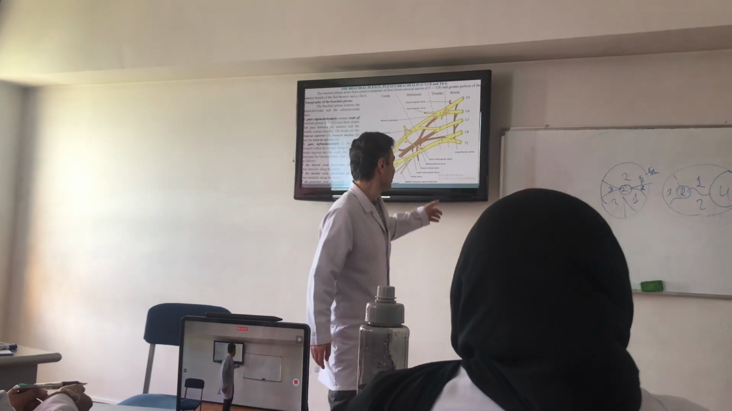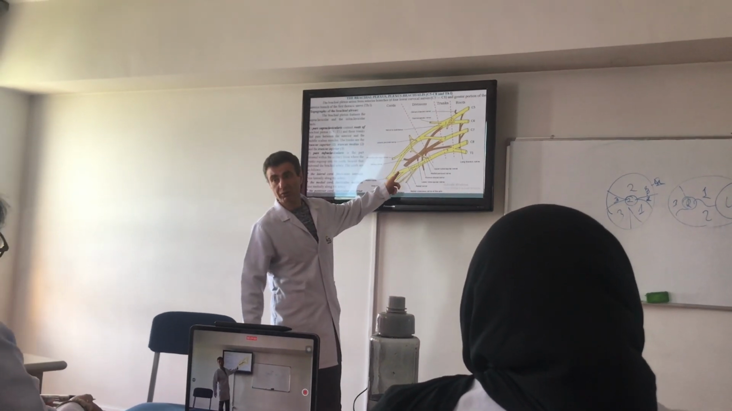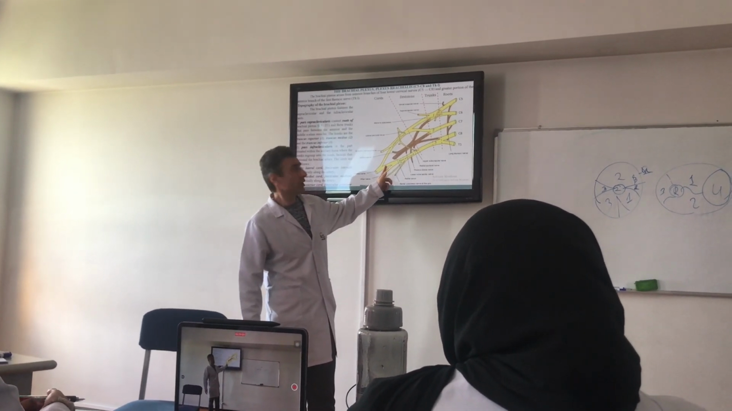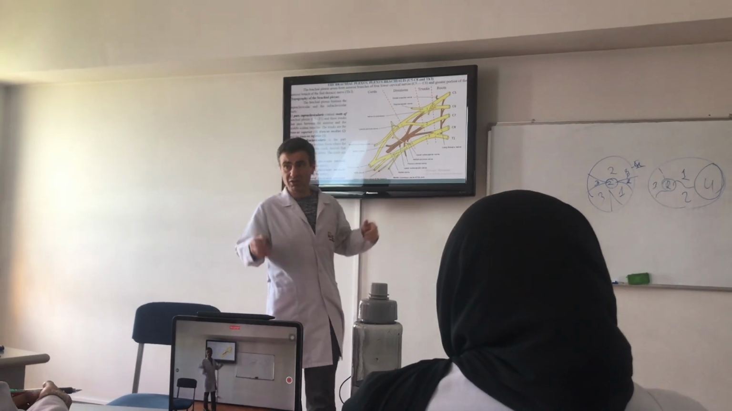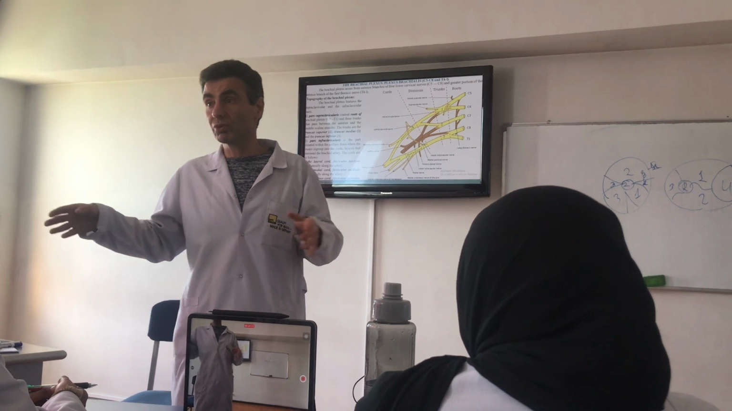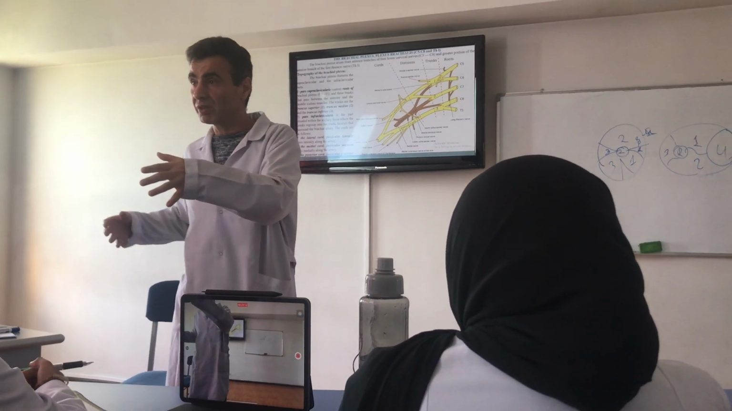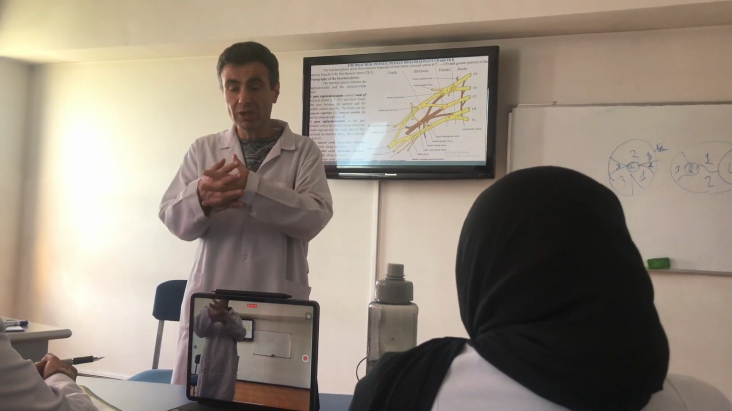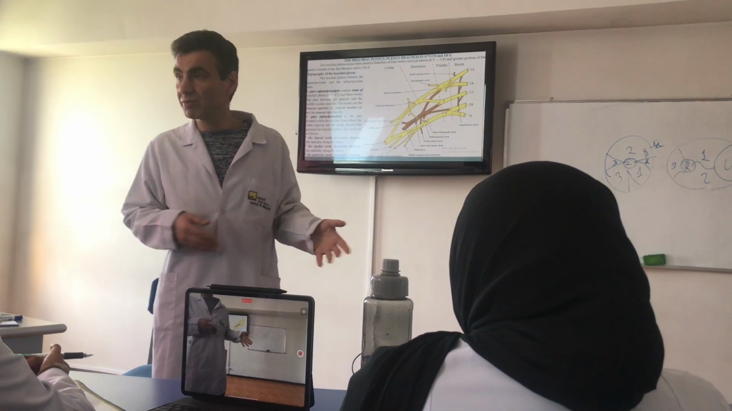These two roots in front of the axillary artery join each other and form the nervus medianus. So nervus medianus has a hard structure. It originates from two roots: one comes from the medial cord, another from the lateral cord. They join each other and form the nervus medianus.